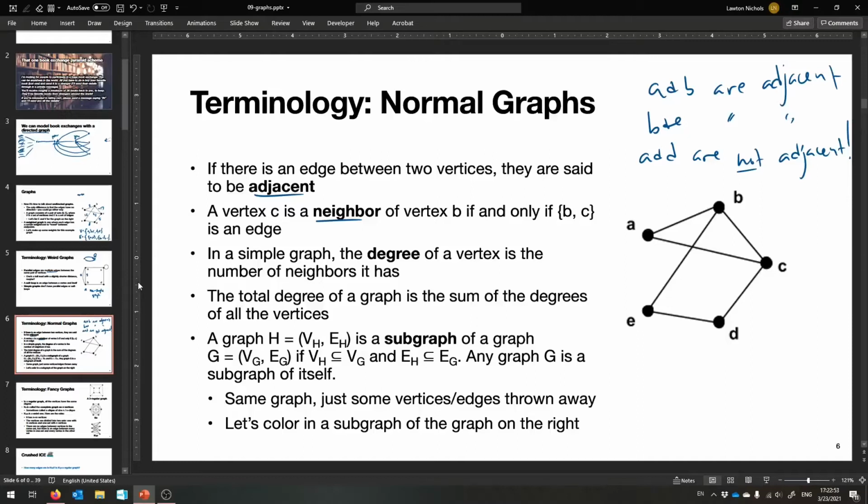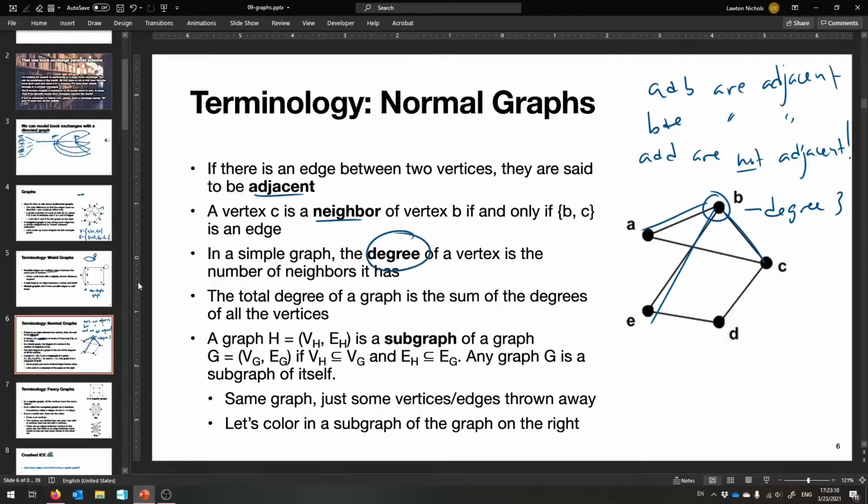Okay, then we also have degree. Degree is the number of neighbors. So like B had 3 neighbors, which means that its degree is 3. See that? Not bad. So yeah, that is quite nice.